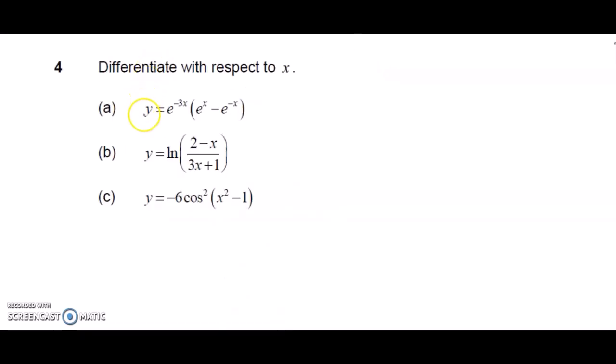Proceed to question 4. For the function a, we need to differentiate. This is a very simple question. We just need to expand it. Expand it, you will have e power of negative 2x minus e power of negative 4x, because the bases are the same, so the powers can be added. Then dy/dx is differentiated term by term.